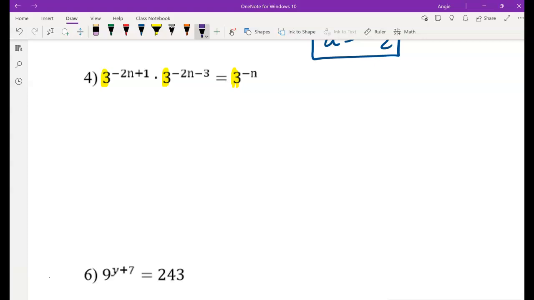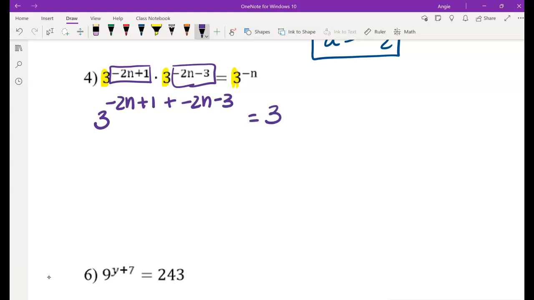When we are multiplying and the base is the same, we add the exponents on the left side. First, we need to combine the exponents, so add the first exponent and then add the second exponent. On the right side there's only one term, so we do not need to do anything for it right now. Now, when we combine like terms, that's going to give us negative 4n.